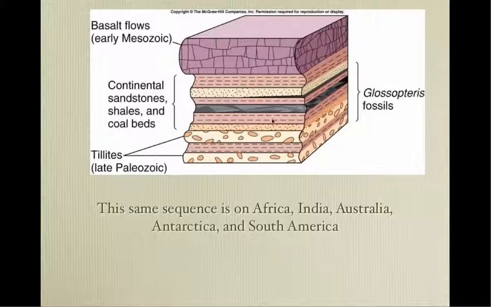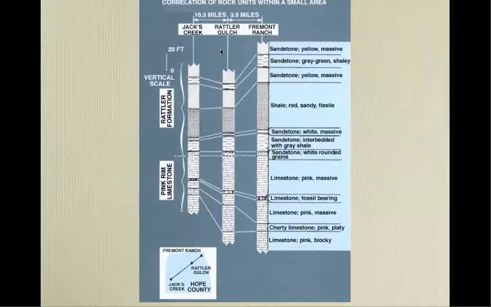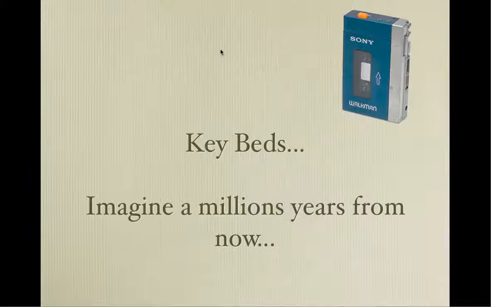Now, when we look at Glossopteris fossils in Africa, India, Australia, Antarctica, and South America, we find the same sequence of rocks, and we find the fossils in the same order. It's really kind of cool. And then the fossils die out, and you find basaltic flows on top of those. This is getting a little bit detailed, but we won't care about that.